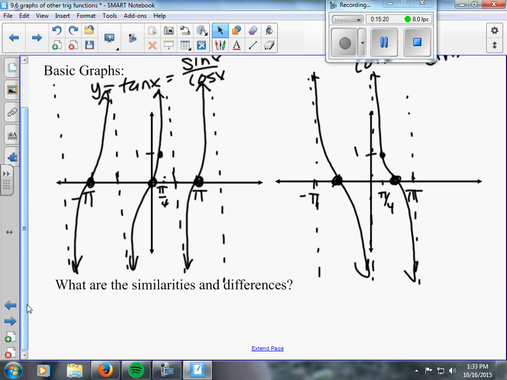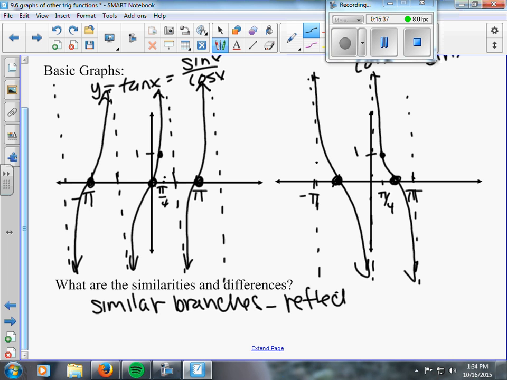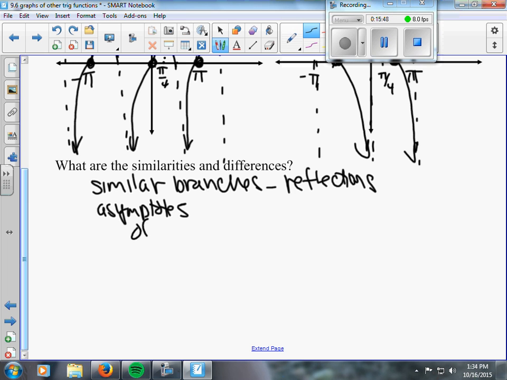Well, we definitely see similar branches. They're just reflected. And then the asymptotes and the intercepts are in different spots. So let's write those down. Similar branches, their reflections, and asymptotes of tan are zeros of cotangent and vice versa.